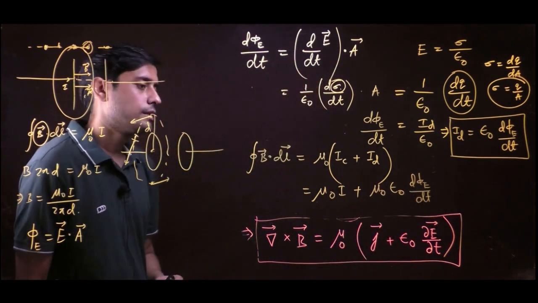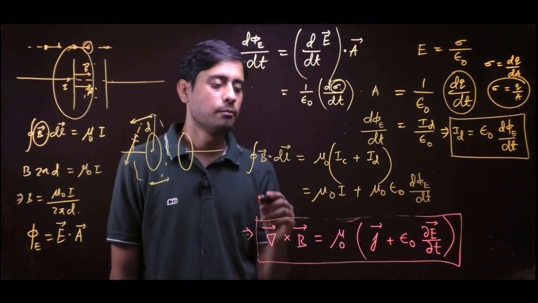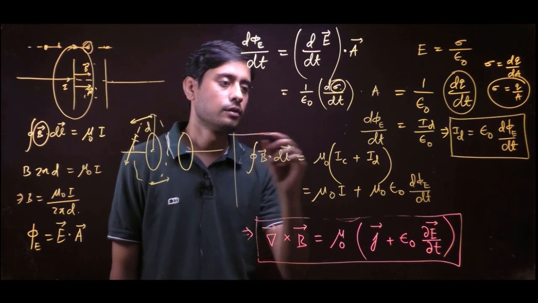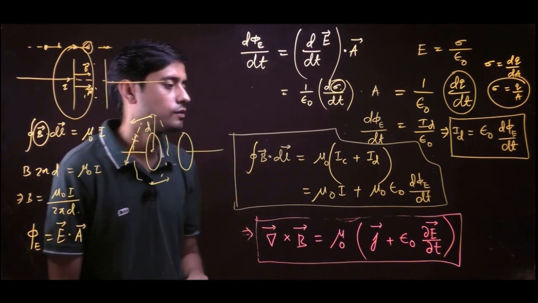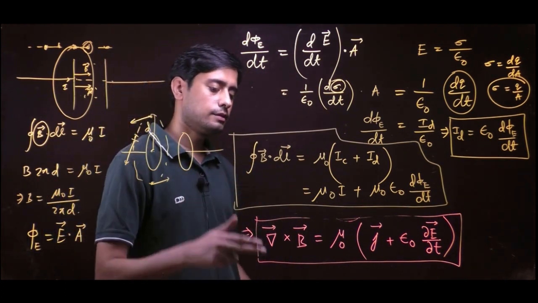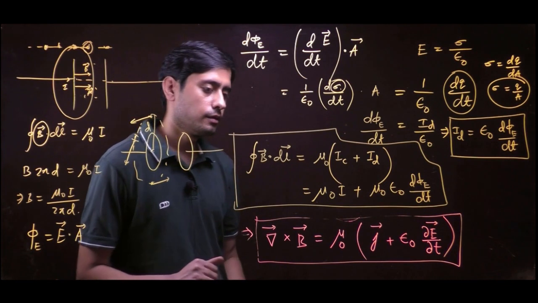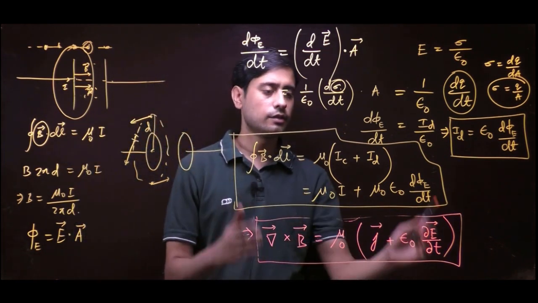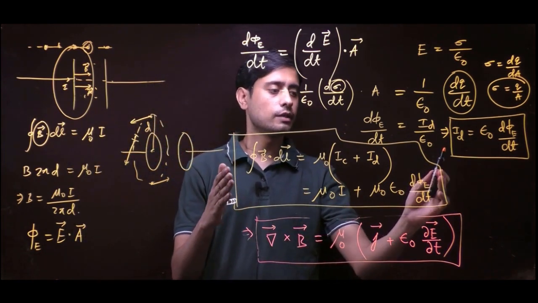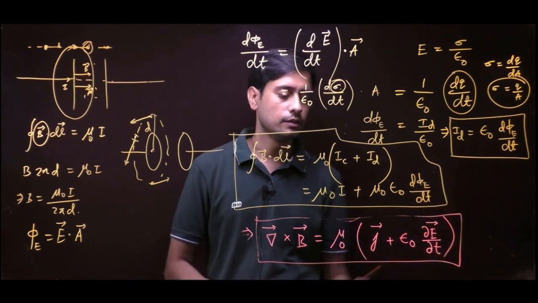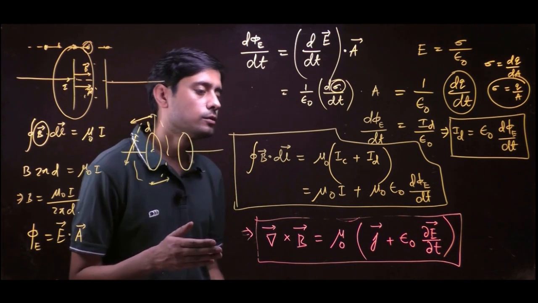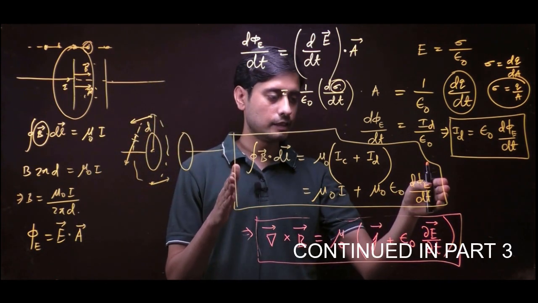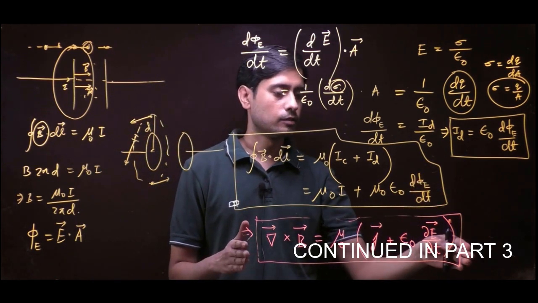So now this is Maxwell's law in a primitive form, the Ampere-Maxwell law. This is the integral form of the Ampere-Maxwell law, and this is the differential form. So our next aim will be to convert this equation to this. So let's do this.